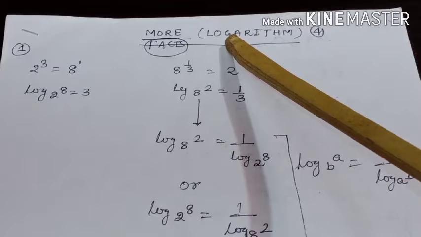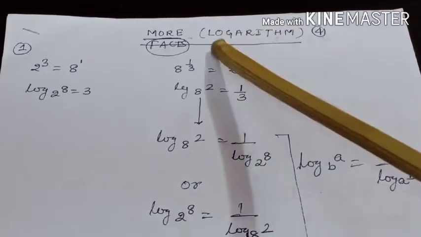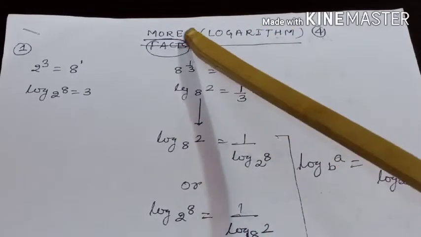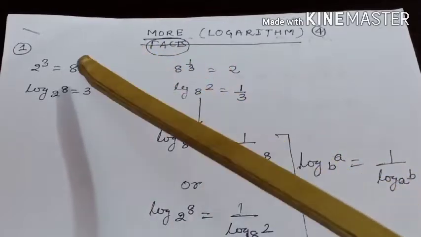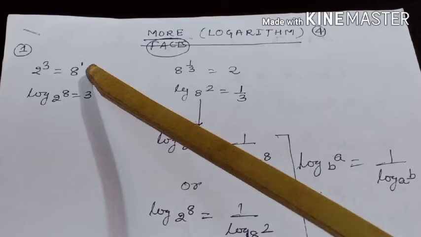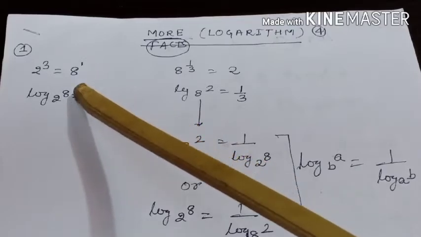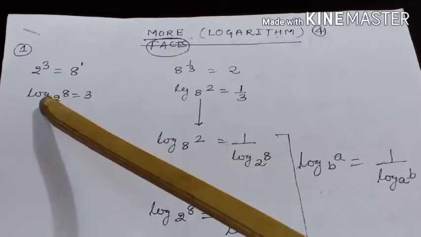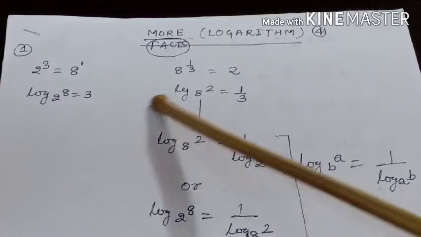So again we are in topic logarithm. Today we are going to learn some more facts about logarithm. Exponential form we have already studied: 2 to the power 3, that is calculated. One example is given. If we have to convert it in logarithms, it will be log 8 to the base 2, that is equal to 3.